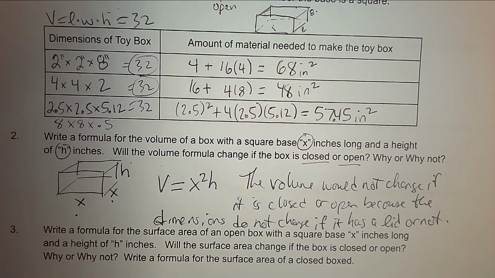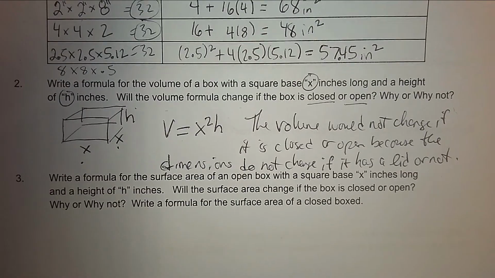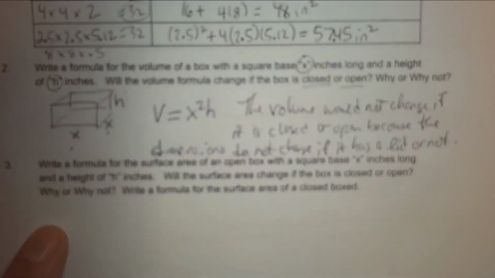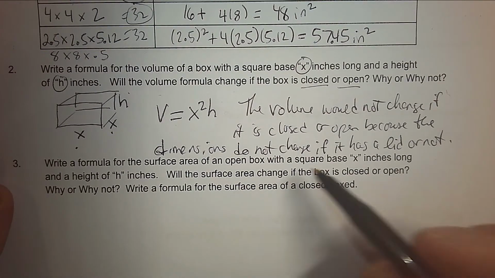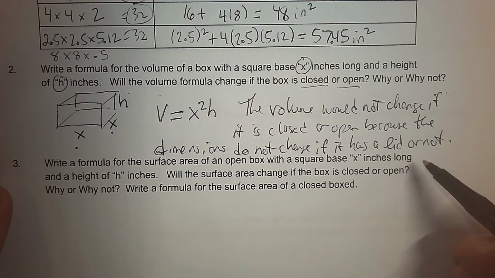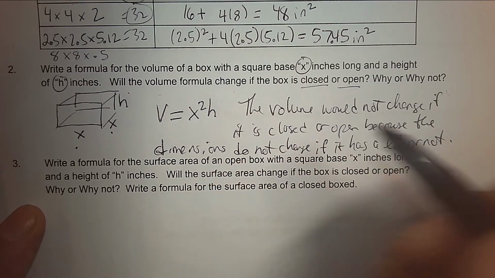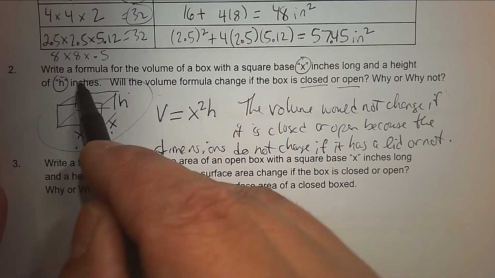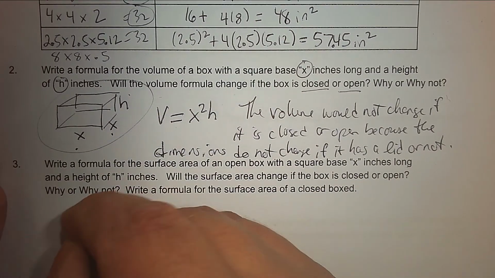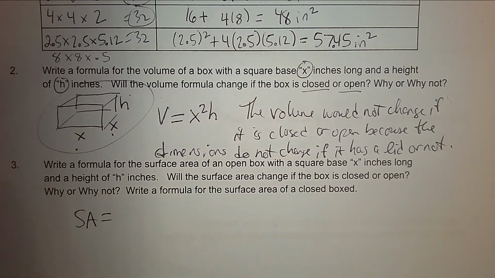All right, number 3. Write a formula for the surface area of an open box with a square base x inches long and a height of h. So we have the same box, but now I want to know what the surface area would be, how much material I need. What would be a formula for that? How did I find how much material I needed?